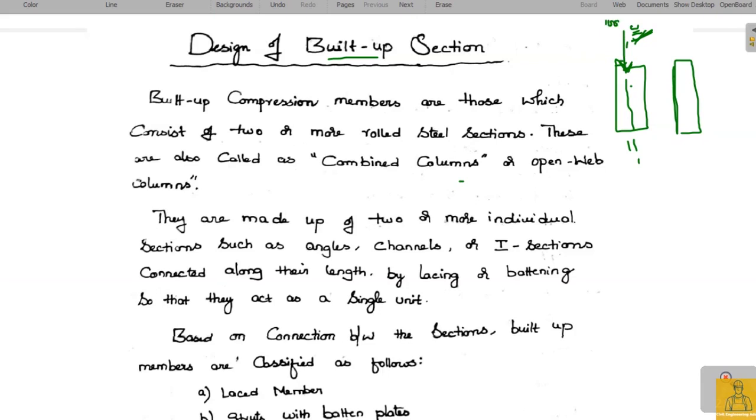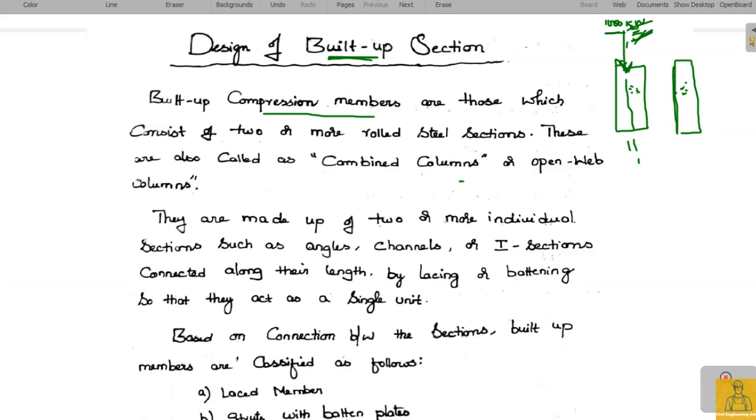For example, if the load is something like 1000 kilonewton, a very high load, and a single member is not sufficient, or you have to go for higher sections, instead of going for higher sections, go for smaller sections only. Instead of one, go for two. You join these two sections. These two sections act as a single member and take this 1000 kilonewton of load. And this member, which is formed by joining these two individual members into a single member, is what we call built-up sections or built-up columns, built-up compression members.